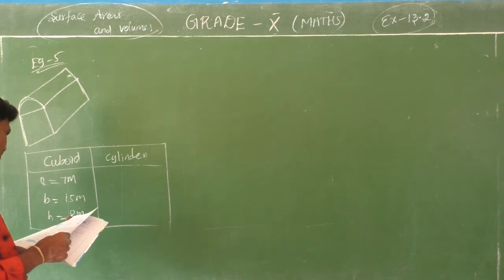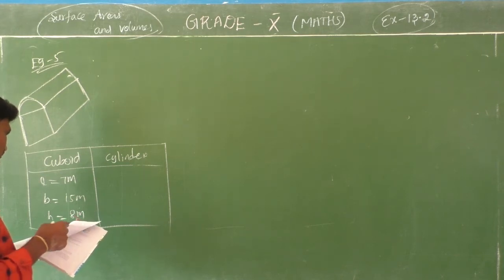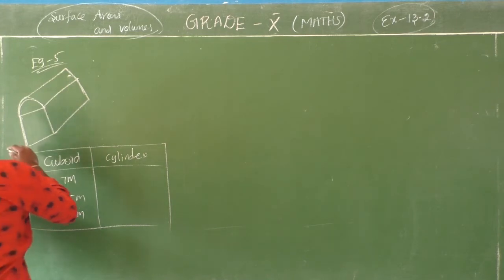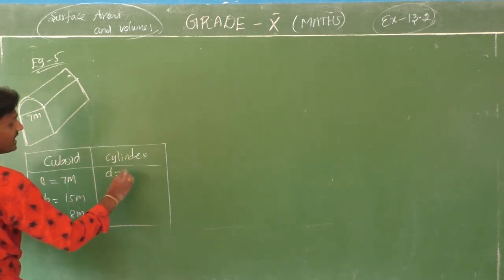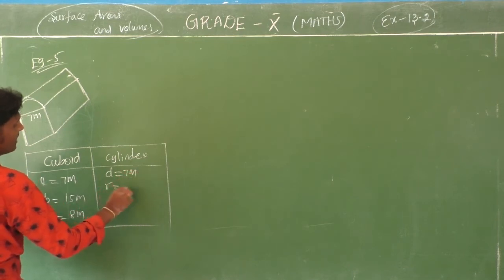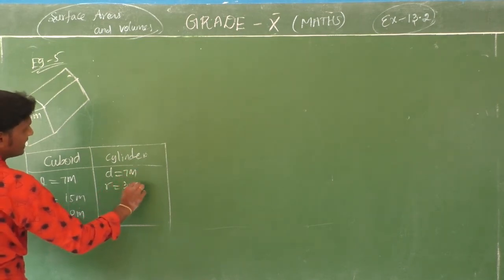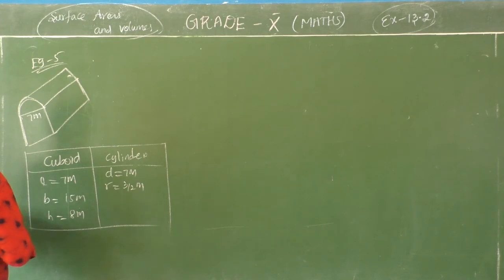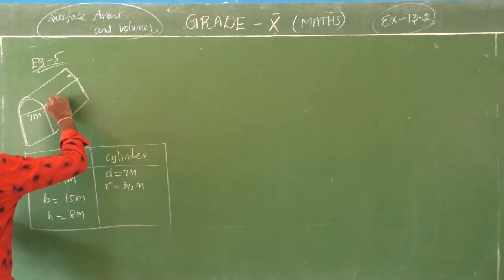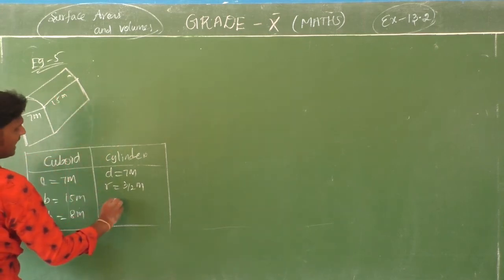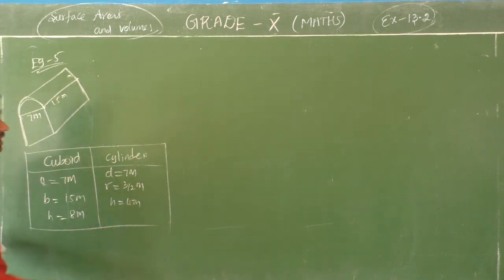Yes, students. Now look at the diagram. You get it by that. Diameter of the cylindrical portion is 7 meter. Then what will the radius come? 7 by 2 meter. Okay. And you have the breadth, that is what we are going to consider as the height of the cylinder. Height of the cylinder. Okay.